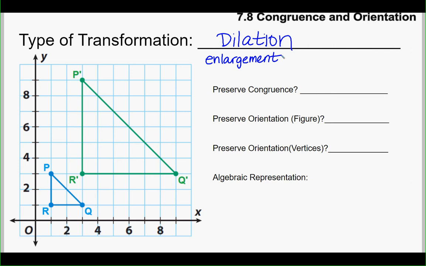So does this hold or preserve congruence? Is it congruent? No. Because they're not the same size. They're the same shape, which means that they are similar. These are similar figures. Now, going from here to here, does the figure preserve orientation? Is it facing the same direction? Yes.